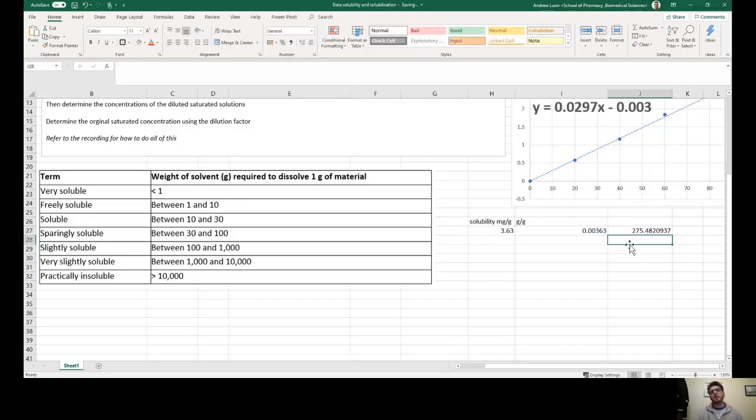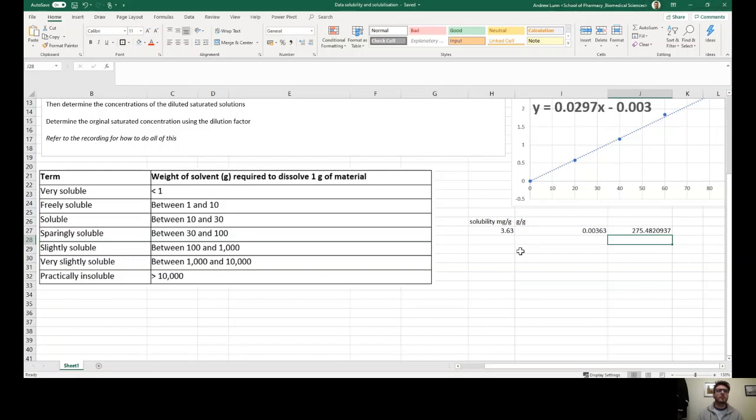And that tells me that we need 275 grams of water to dissolve 1 gram of aspirin. Now, where does that put us? That puts us in the slightly soluble range, because we've got between 100 and 1,000 grams of solvent required to dissolve 1 gram of material. There are lots and lots of ways of getting to that same answer. So pick a way that works for you, and that's absolutely fine, as long as you get to the same answer.